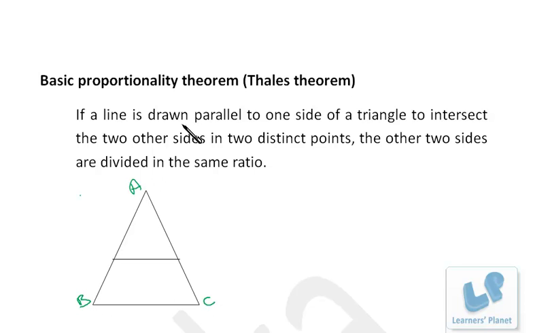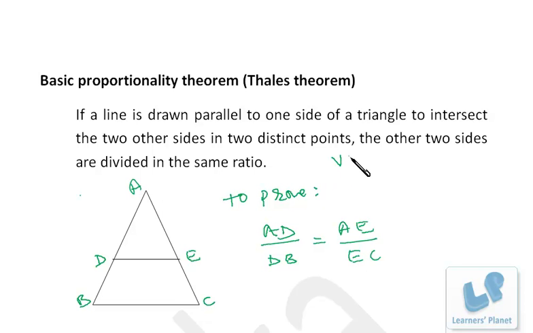Now a line is drawn parallel to one side. So I draw a line parallel to BC, that is DE. A line is drawn parallel to one side of a triangle to intersect the two other sides. It is intersecting AB at D, intersecting AC at E, two other sides at distinct points. Then the other two sides are divided in the same ratio, right? That means what we have to prove: AD by DB is equal to AE by EC.